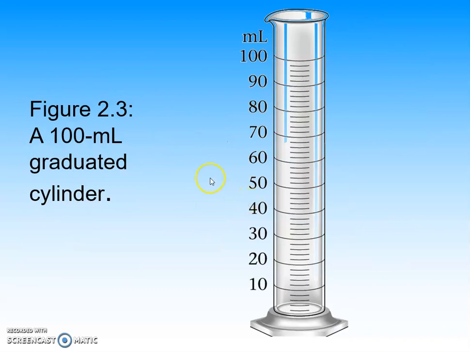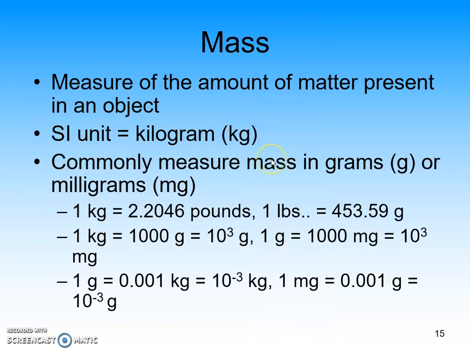Now, how do you measure the volume? We have the measuring cylinder in the laboratory. You can see here, this is graduated, meaning 10, 20, 30, 40, 50, 60, 70, 80, 90, 100 milliliter. And different types of measuring cylinder are available in the laboratory. So this is the 100 milliliter graduated cylinder.